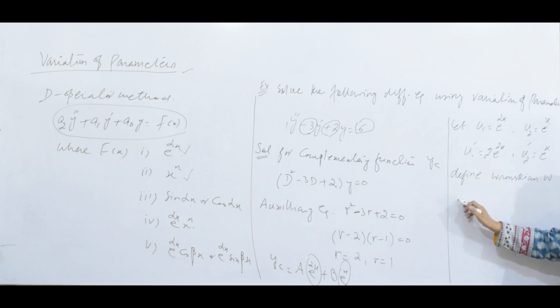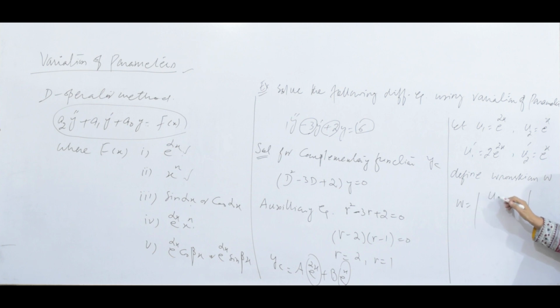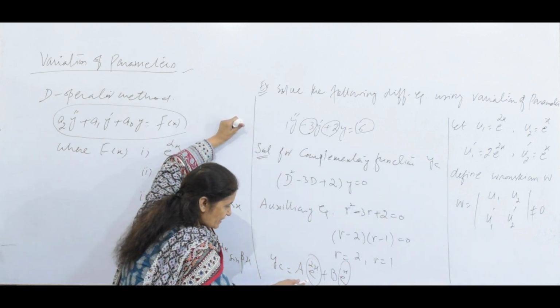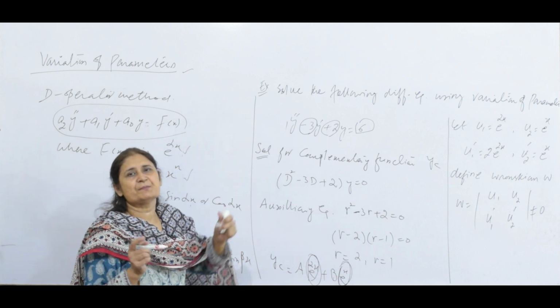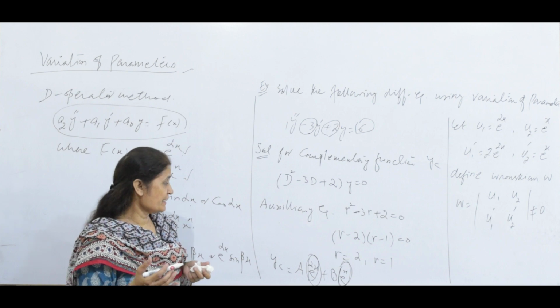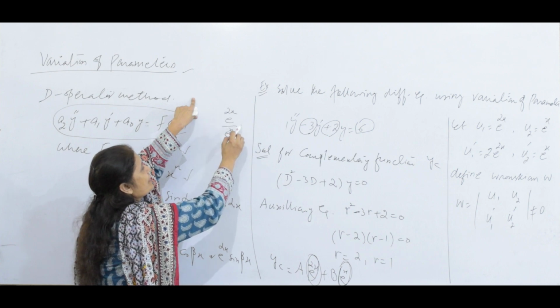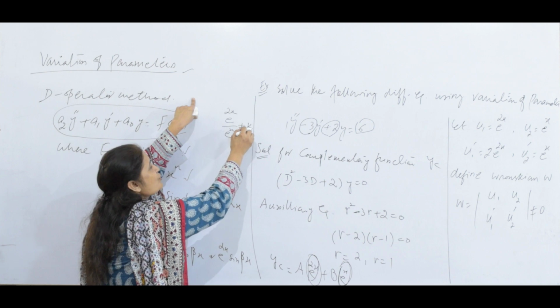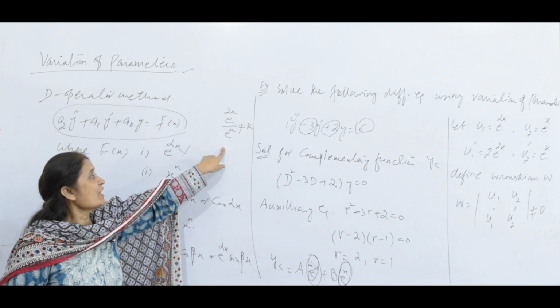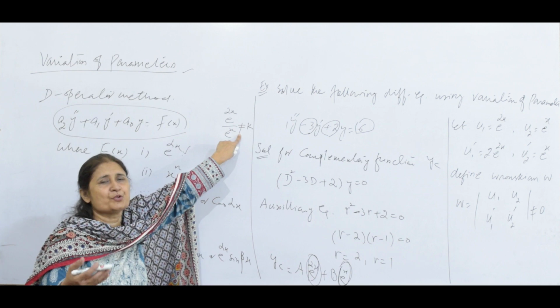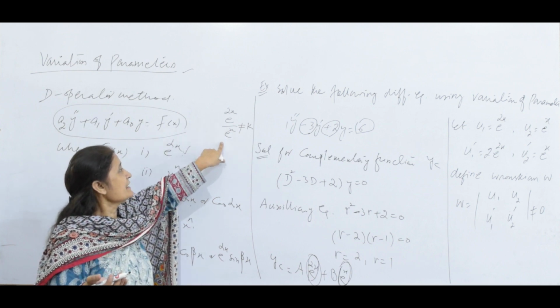Wronskian, named after a mathematician. So the Wronskian is the determinant of u1, u2, u1 prime, u2 prime, and this must be non-zero because the solution which we have in yc, this function and this function, must be linearly independent. For linear independence, if you divide two functions and do not get a constant, then these functions are linearly independent. If I divide and I get a constant, it means they are proportional to each other. So they must be linearly independent.